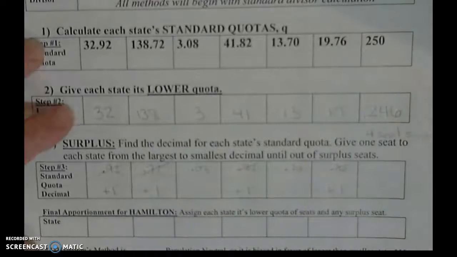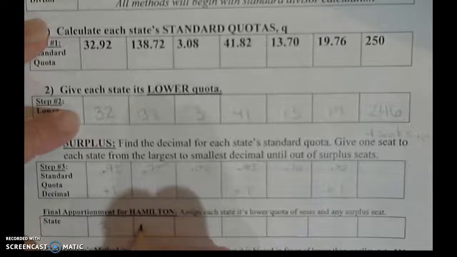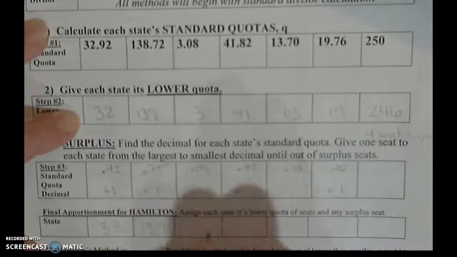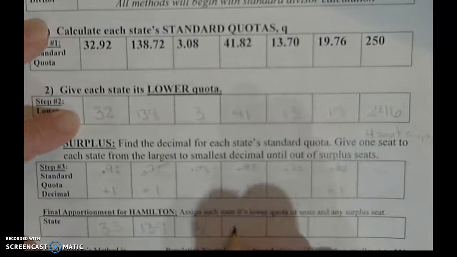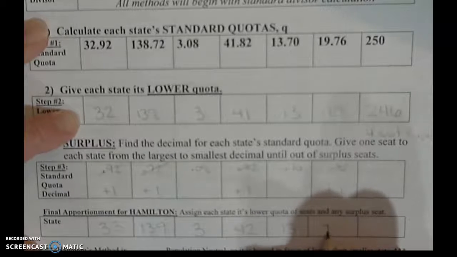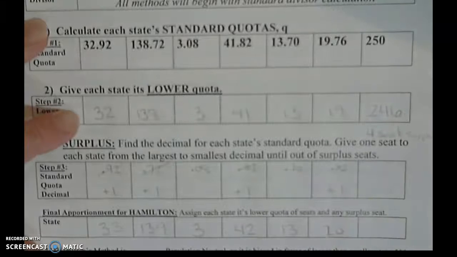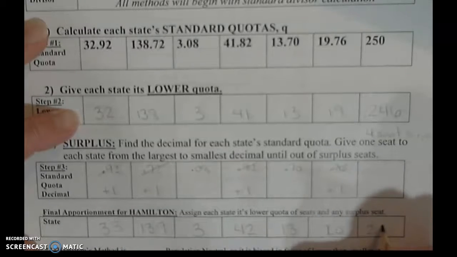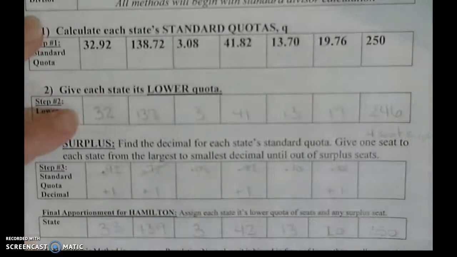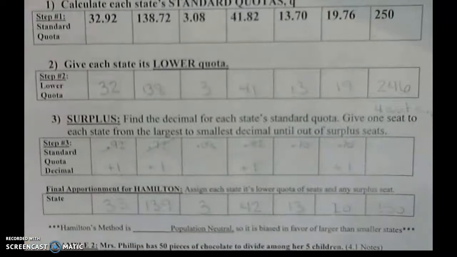All right, so what's my final apportionment? 32 plus the 1, so they're going to get 33 seats. They're going to get 139 seats. They're just going to keep the 3. They're going to get 42, 13, and they're going to get 20. And that should be a grand total of 250 seats. That's what we call the Hamilton method.